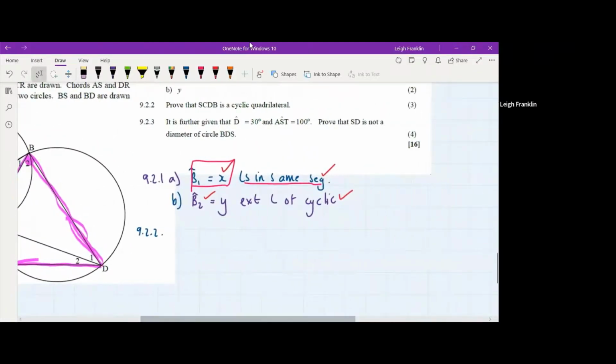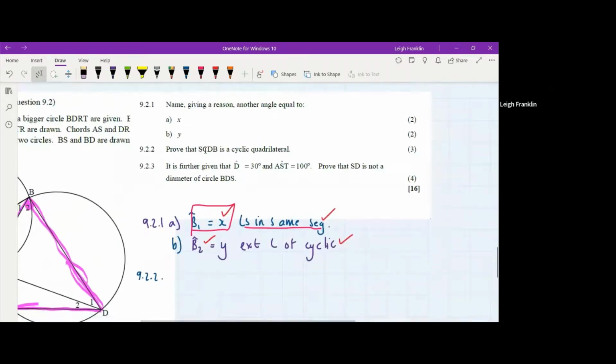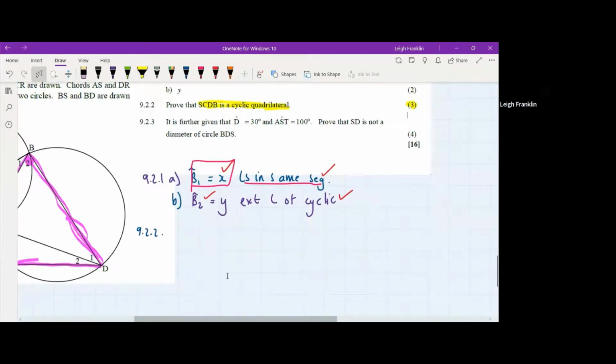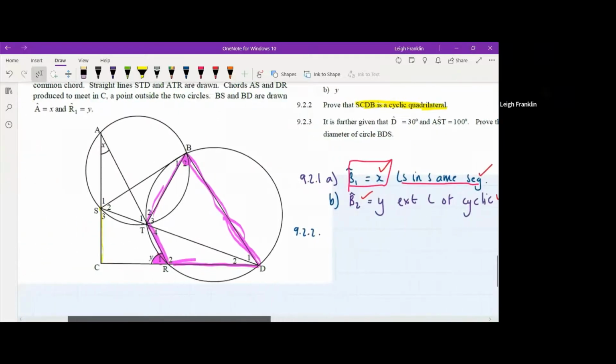Thank you. So here they've asked us to prove that SCDB is a cyclic quad. Can you see it's out of 3 marks? Not an awful lot, is it? So they've asked us to prove that SCDB is a cyclic quad, and it's going to be out of 3 marks. Now I'm going to just go down. Sorry, this is where being online is kind of limiting. And I'm just going to highlight SCDB. Okay, there we go. That's better.